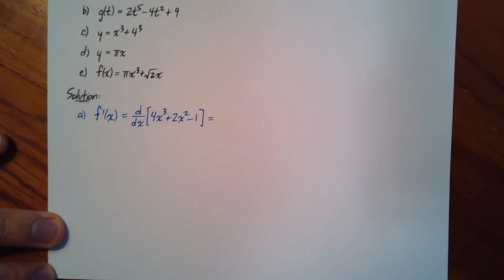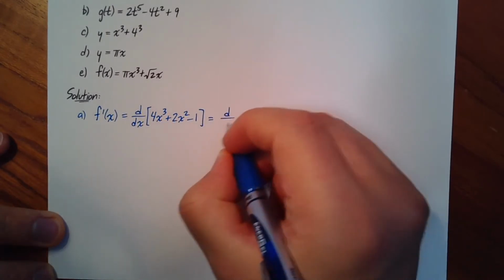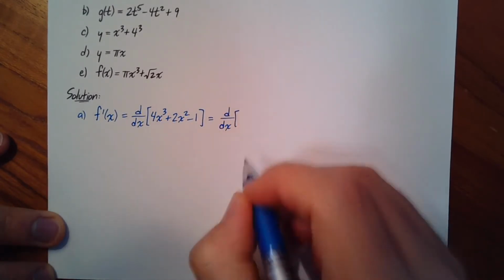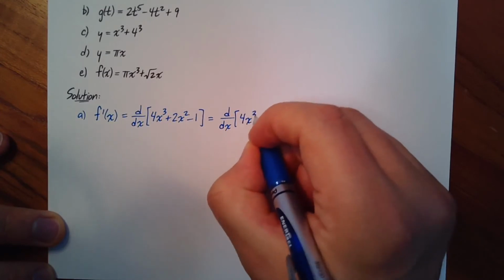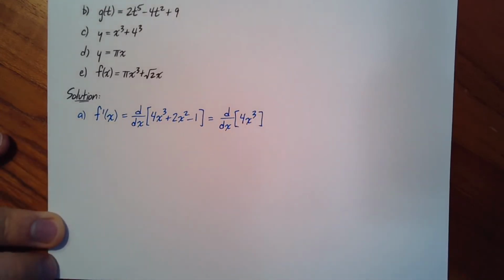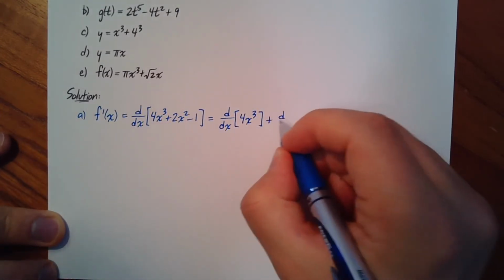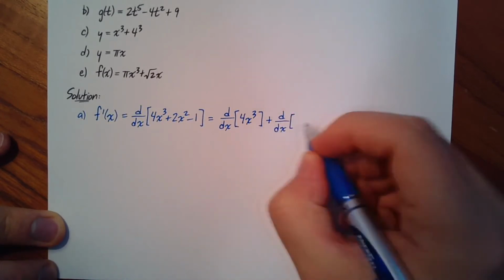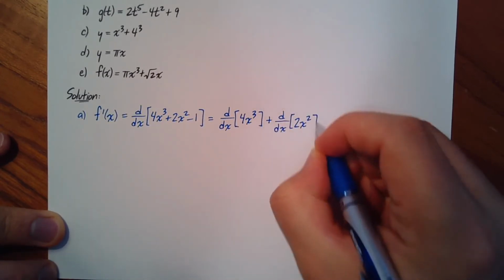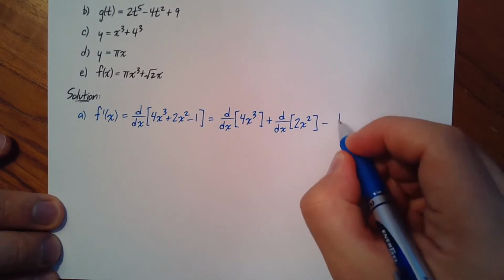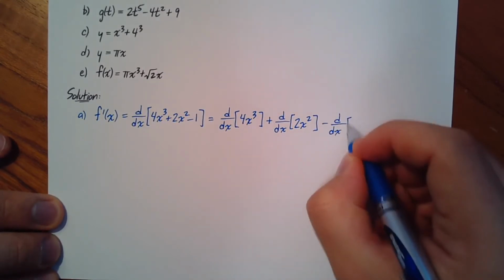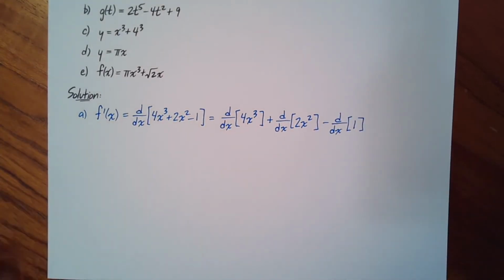So the next step is going to be the derivative with respect to x of 4x cubed, plus the derivative with respect to x of 2x squared, and then minus the derivative with respect to x of the constant function 1. So we just split this up term by term.